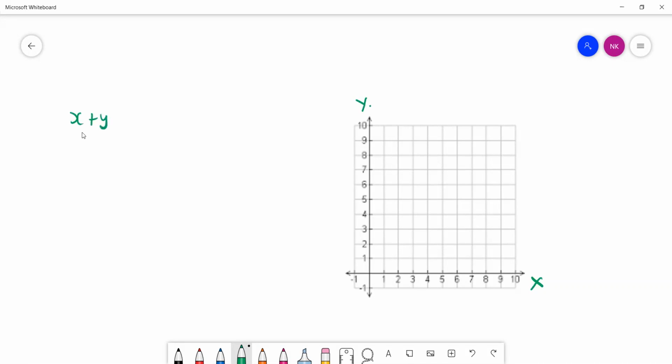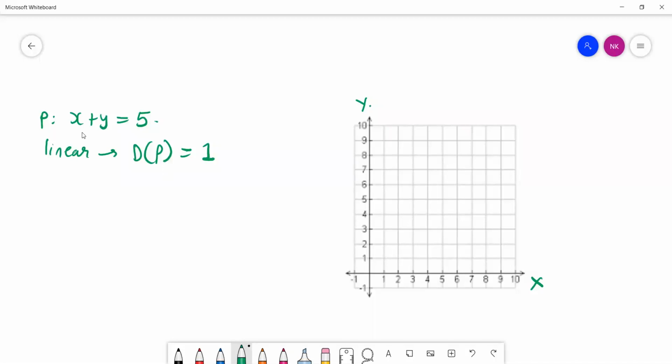Let's take the equation x plus y is equal to 5. This is a linear equation. Why? Because the degree of the polynomial is equal to 1. This is my polynomial and its degree is 1. That is the reason it is a linear equation.